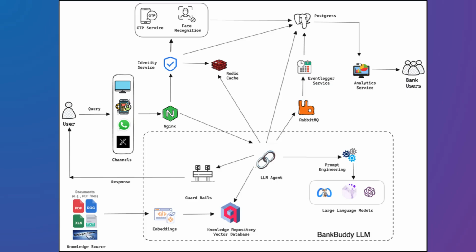When a user submits a query through channels like WhatsApp, web, or mobile, it first passes through Nginx and is authenticated via the identity service using OTP or face recognition. Once authenticated, the request enters the LLM layer. Here, the LLM agent checks Redis cache for quick responses. If not found, it searches the vector database, which stores embeddings of enterprise documents like PDFs, Excel sheets, and FAQs. Prompt engineering and guardrails work in parallel, structuring the input and ensuring safe, compliant outputs from the language models. The final response is delivered back to the user via the original channel.